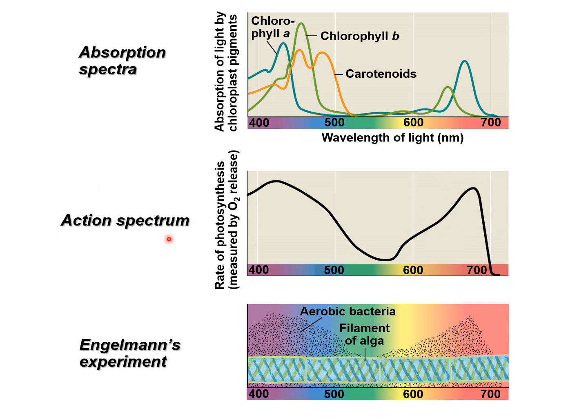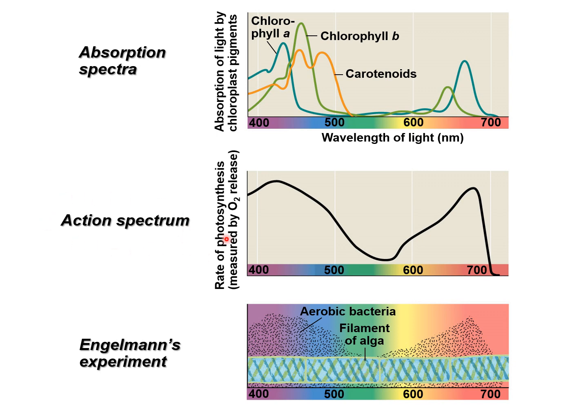The action spectrum is derived from the original experiment. That is to say, Engelmann had these aerobic bacteria. These are bacteria that can only grow in the presence of oxygen. And he also had algae. And since photosynthesis makes oxygen, he grew these things together. And what he found was at certain wavelengths of light, he got a lot of aerobic bacteria growing, and at other wavelengths of light, he got hardly any bacteria growing. This was in anaerobic conditions, and the only oxygen that was available would be from photosynthesis.